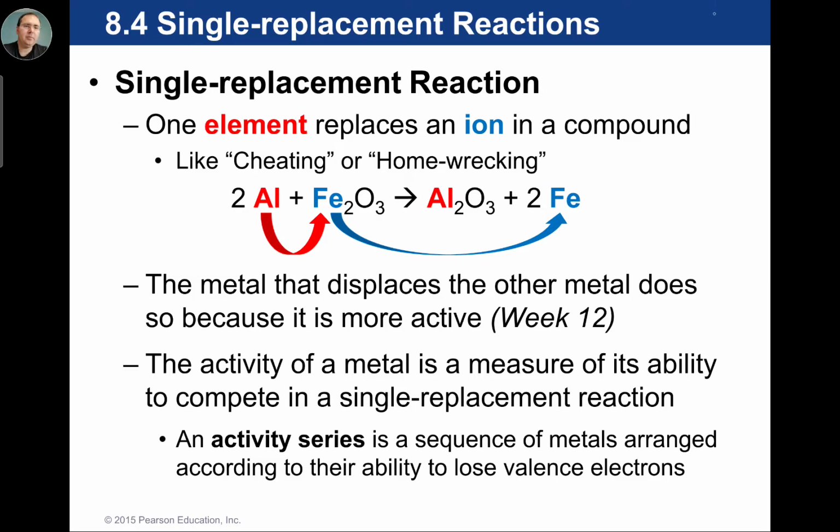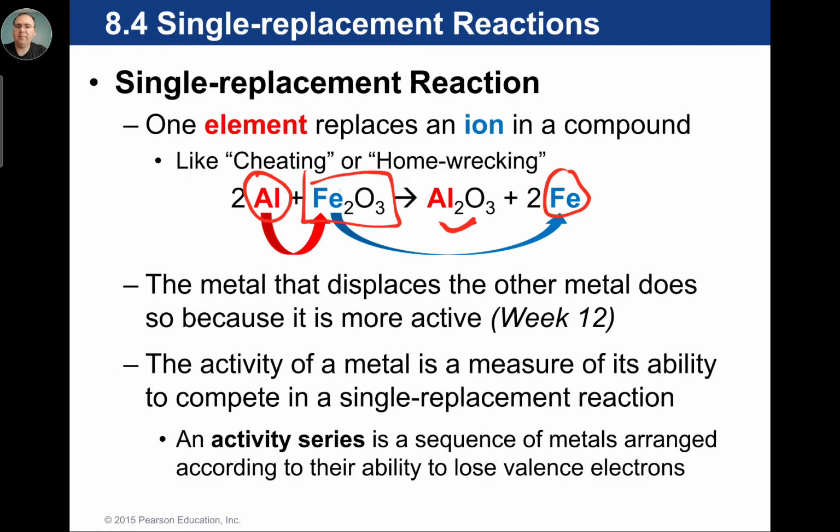So notice in single replacement, the easiest way to recognize it is somebody is a single. Somebody is by itself. It's kind of like a bachelor or bachelorette. And then somebody else ends up being a bachelor, bachelorette in the end. So it's kind of like cheating or home wrecking. You have this married couple, iron oxide, but then oxygen runs off in the sunset with aluminum. Notice this coupling here instead of its original partner.